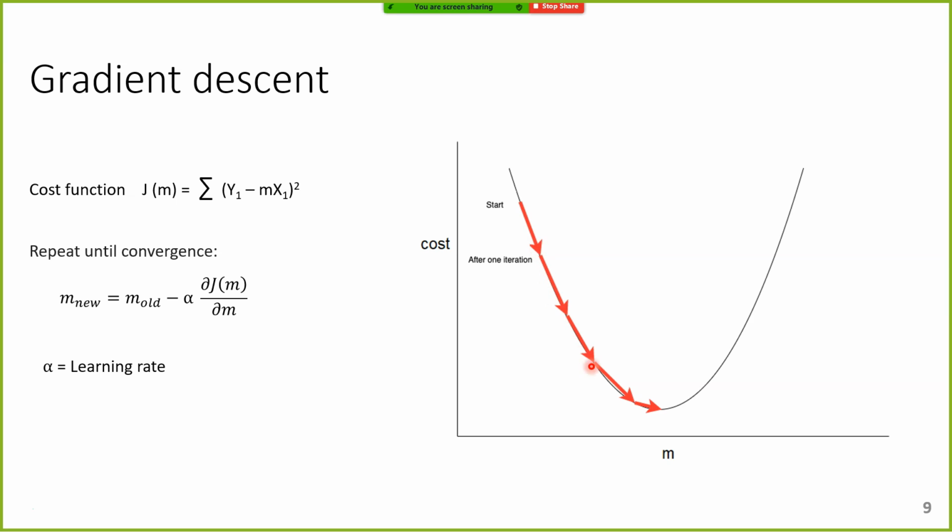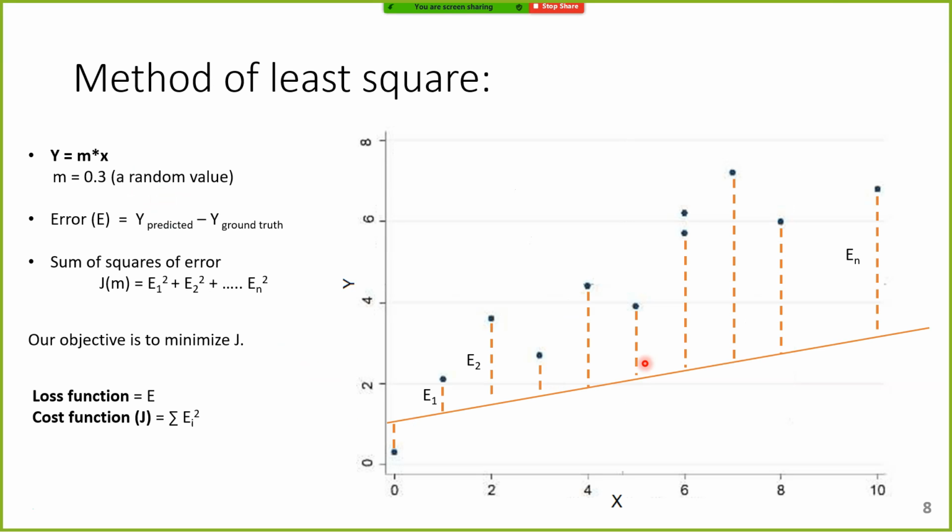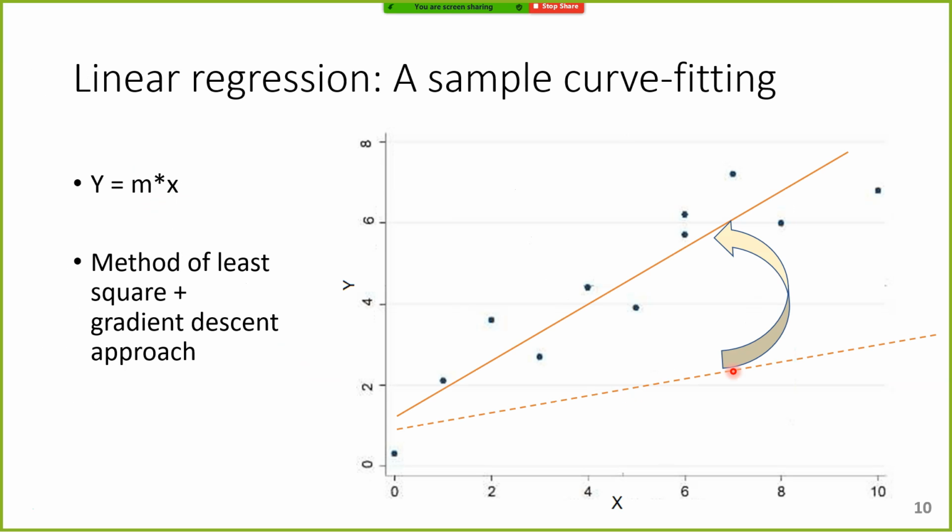So when we reach the minima, that is where the gradient of this cost function with respect to m becomes 0, we say that this is the value of m for which J is minimum. That means our error is minimum. By doing this procedure, we were able to move from a random initial guess to our line, which is the best possible fit for these data points.